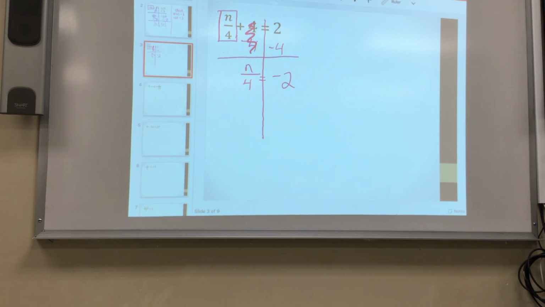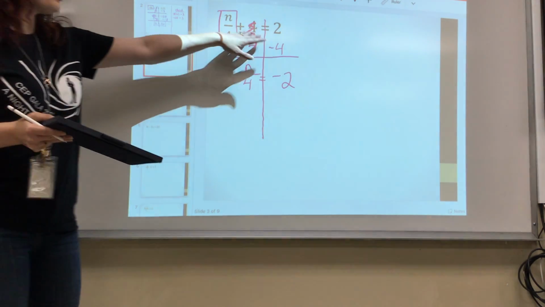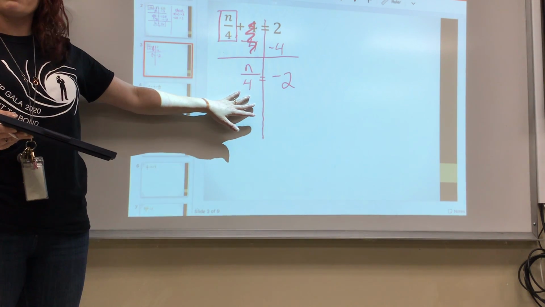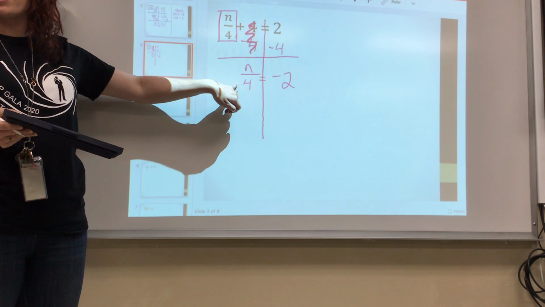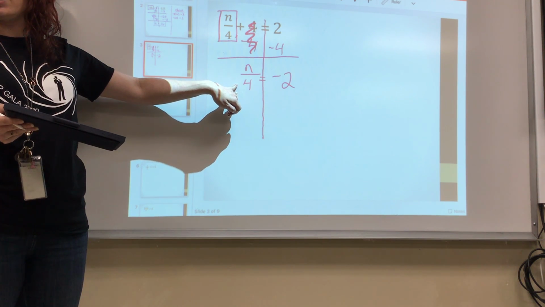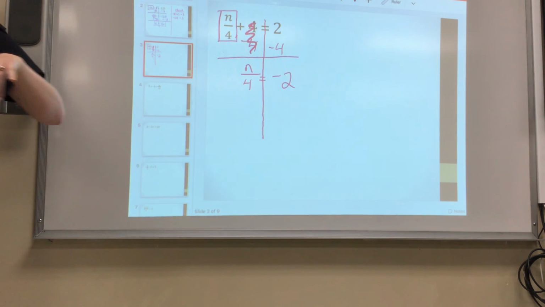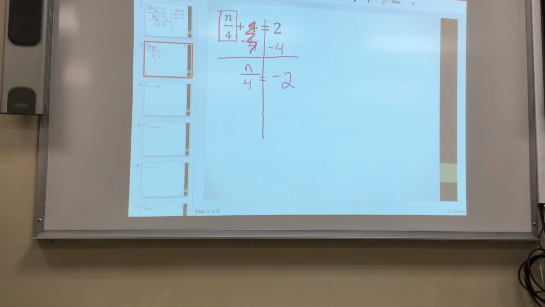So when we started, we saw, okay, there's a +4 and we subtracted. What operation am I now left with? What operation is this? Add, subtract, multiply, or divide? Hannah? It's division. And what's the inverse of division? Claire? Good, so I'm going to multiply by 4 on both sides.